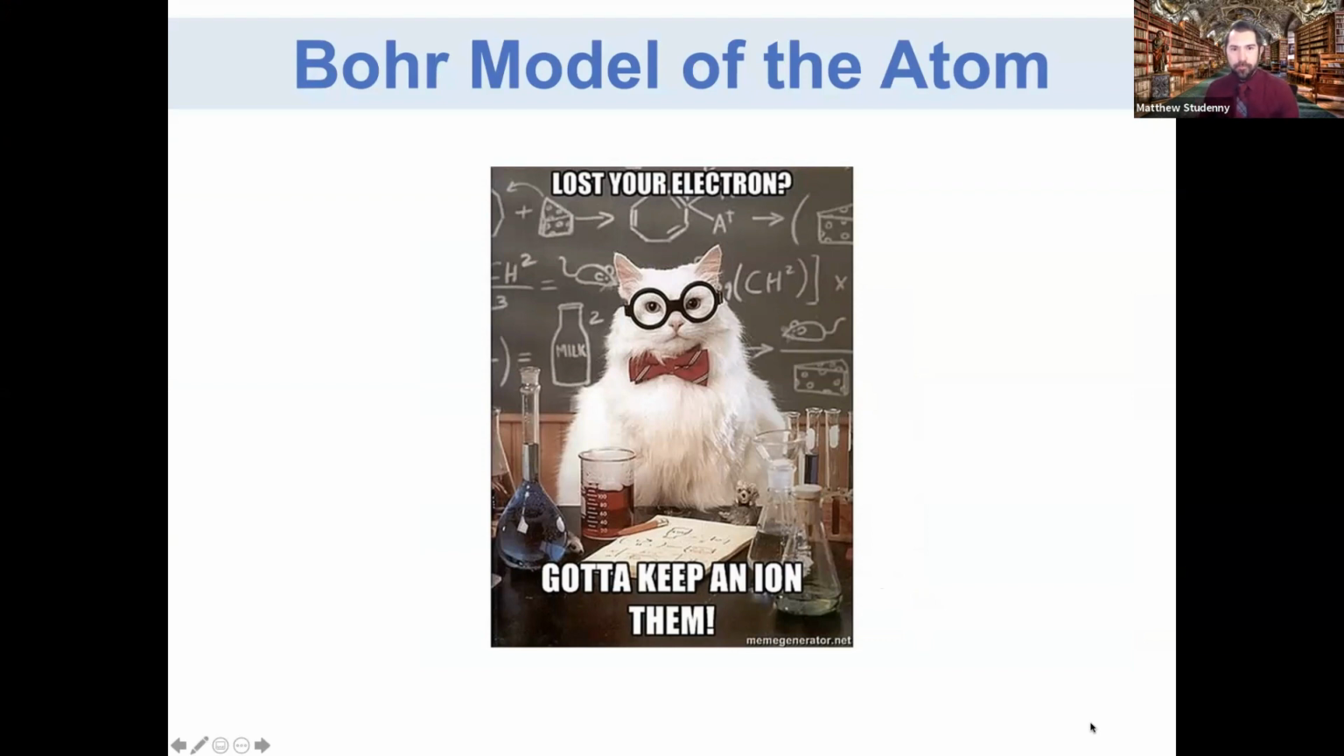Great. All right, we have been talking about the history of the atom. We, together in breakout rooms, put together a document that ended with Rutherford. After Rutherford comes Bohr.